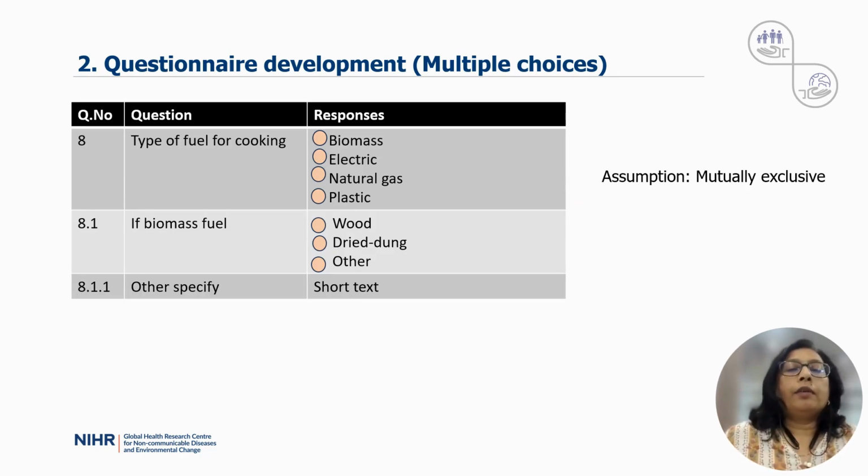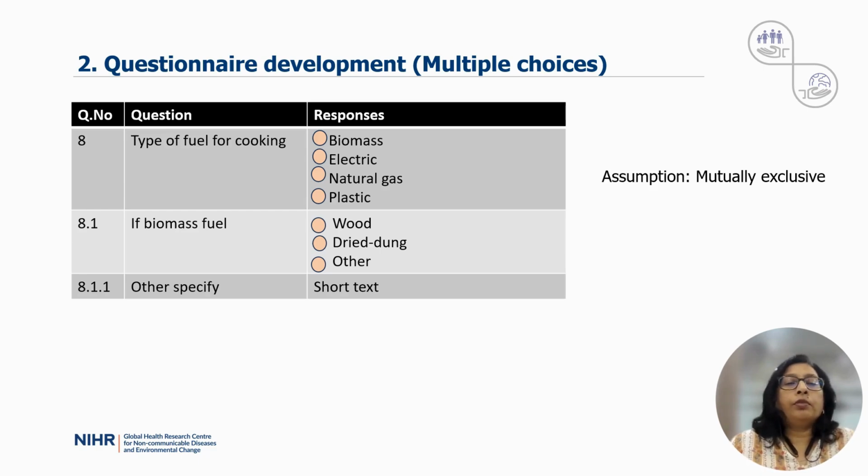Now, a very important aspect about multiple choices. Here I give you an example of a question which wants to capture the type of fuel used for cooking. There are multiple fuels shown here, and I also want to know, if they're using biomass, what type of biomass fuel, and also an option for specifying any other. If you see here, I've given radio buttons, which means I can choose only one. It's mutually exclusive, which means if I choose electric, I cannot choose anything else.